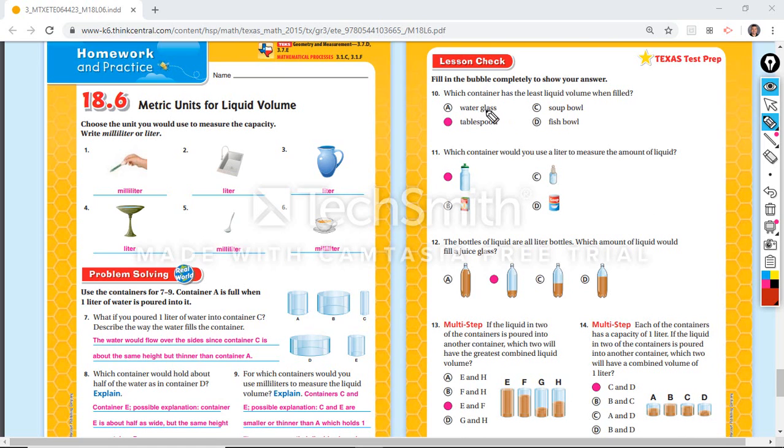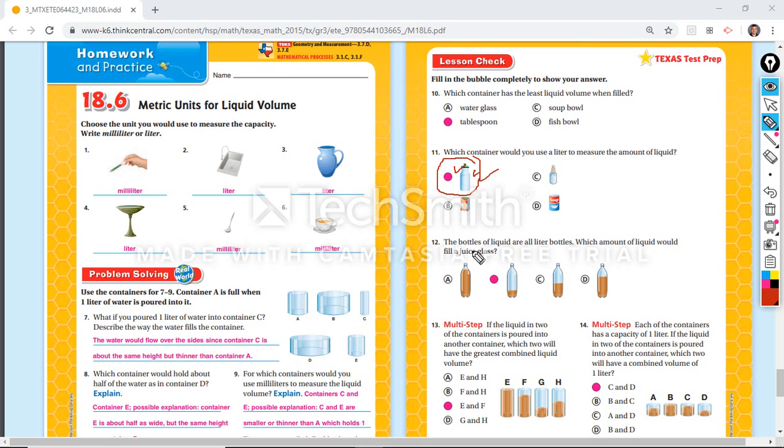So the next one, which container has the least amount of liquid? So again, you have to visualize these. Which container would you use to use a liter to measure the amount of liquid? A liter. Yes, and if you look at this one, that is a liter. If you have any small children at home, you see this a lot. Or you have children that require the water bottles. You have all those a lot.